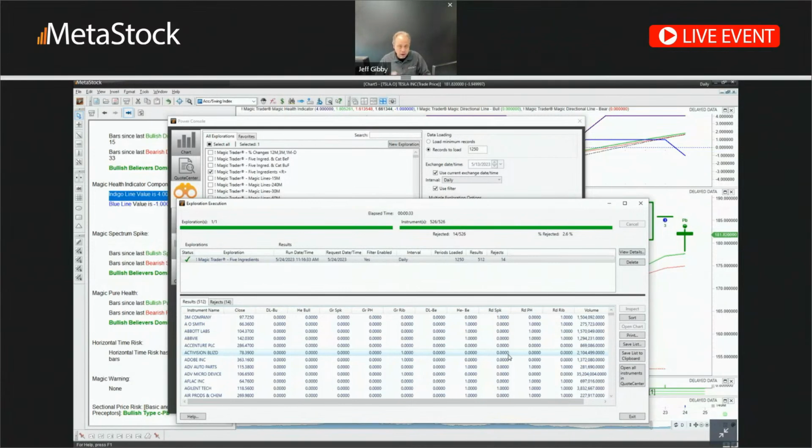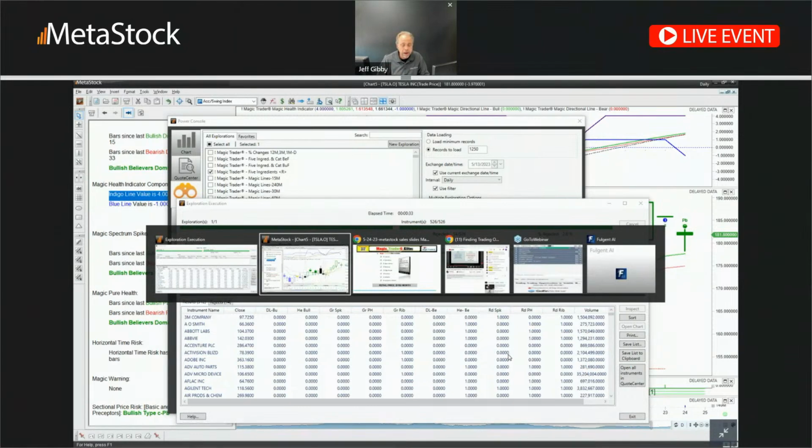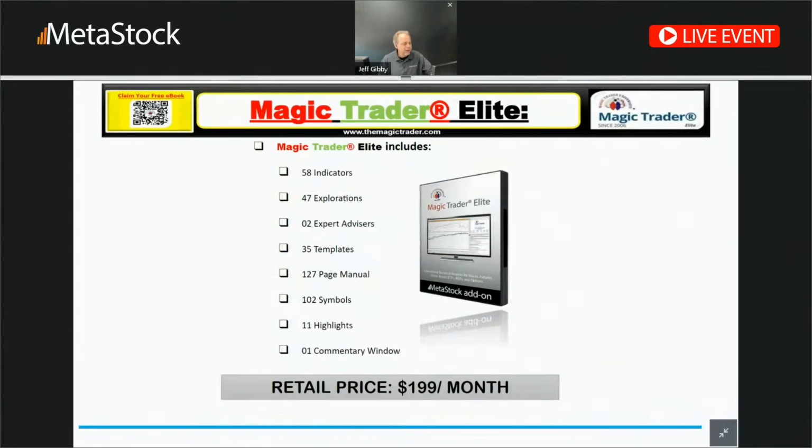I love scanning. I love scanning in MetaStock. It's something that I do every single day. And this, of course, is going to include scanning, because that's one of the things that we do best. All of that's included in the Magic Trader exploration.